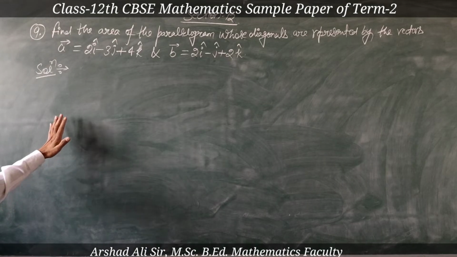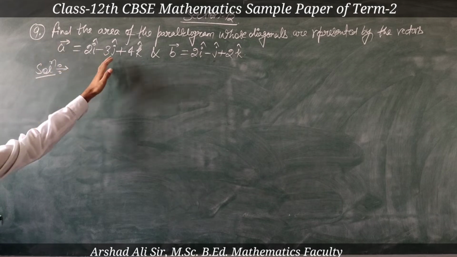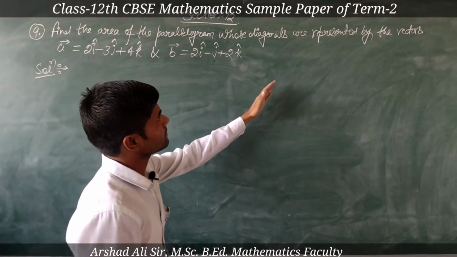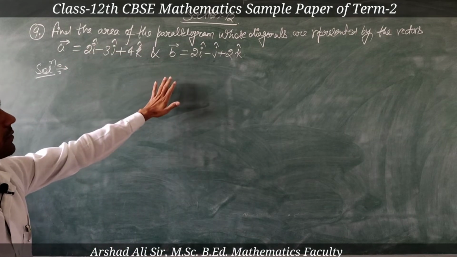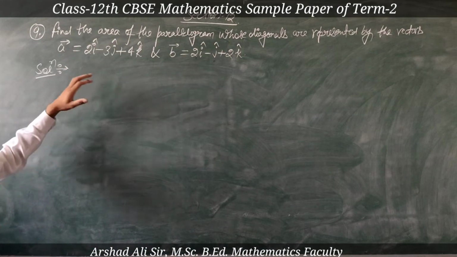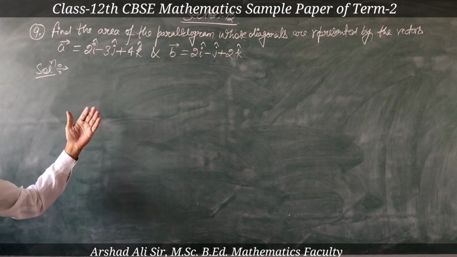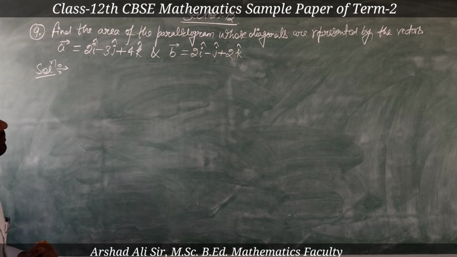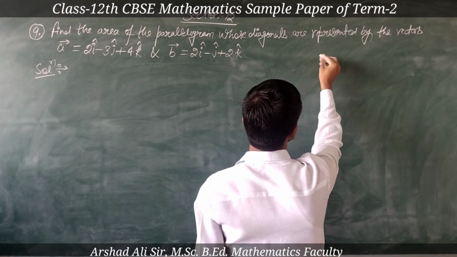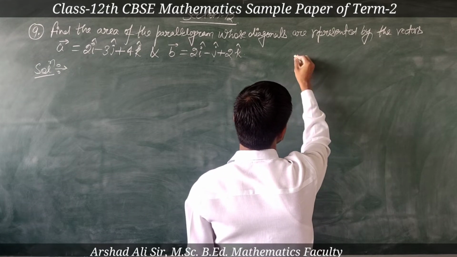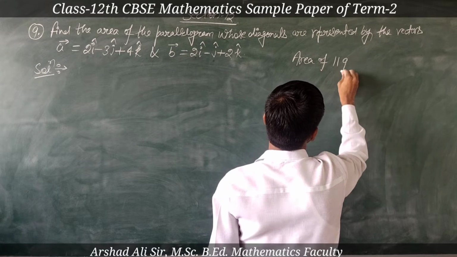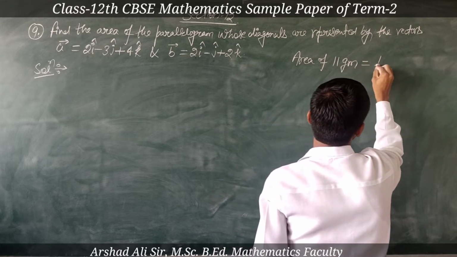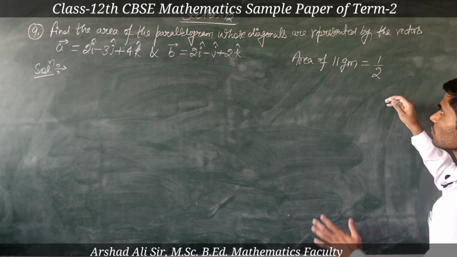In question number 9, we are given: find the area of the parallelogram whose diagonals are represented by the vectors a vector and b vector. So my dear student, you must know what is the area of a parallelogram whose diagonals are given. Suppose d1 and d2 are the diagonals, then the area of the parallelogram is 1 upon 2 and the cross product of the diagonals.